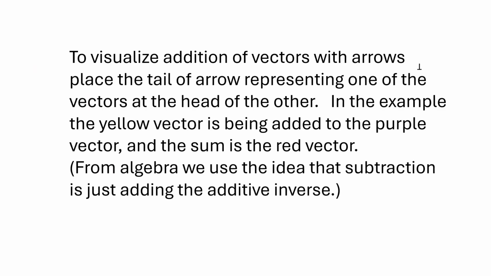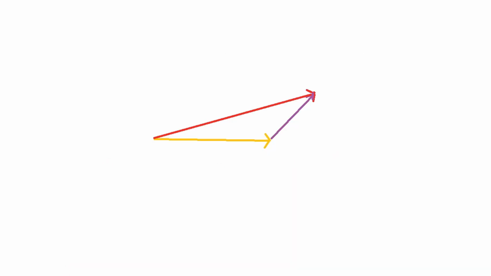To visualize addition of vectors with arrows, place the tail of one arrow, or the arrow representing one of the vectors, at the head of the other. There will be a visual representation of this, with a yellow arrow being added to a purple arrow, and the sum will be the red arrow. So this will represent vector addition.